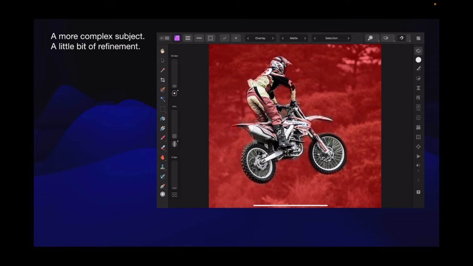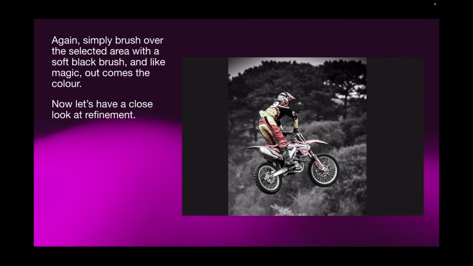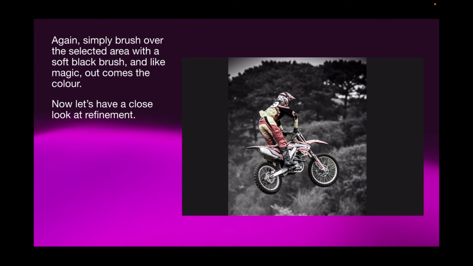Same with this, a more complex subject with a little bit of refinement. And you can see the refining screen has been applied there. It's gone all orange, but there in the foreground is the bike. Again, simply brush over the selected area with a soft black brush, and like magic, out comes the colour.